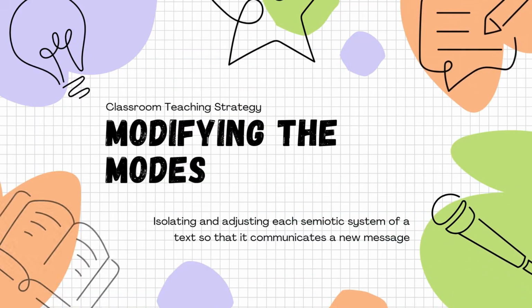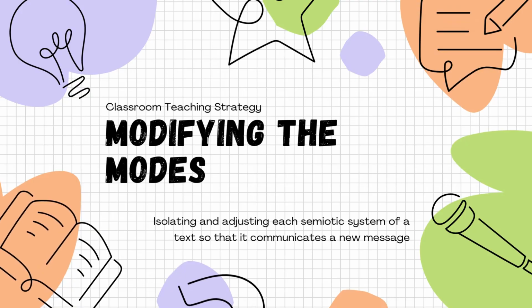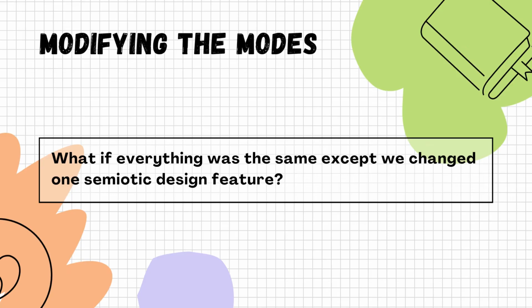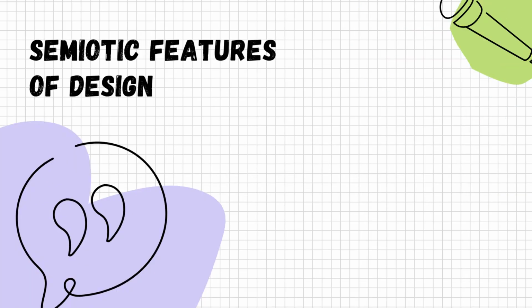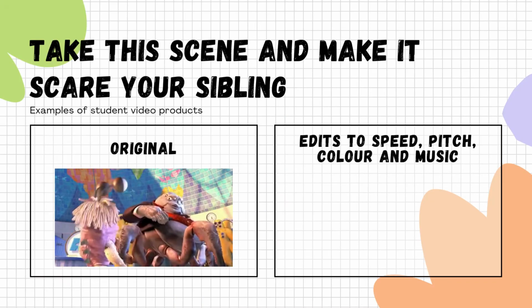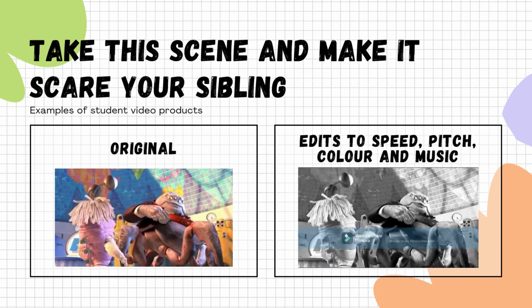We recommend a classroom activity in which students isolate and adjust each semiotic system of a text so that it communicates a new message. In this strategy, students will choose a text, such as a scene from a film or television program, and adjust some or all of the semiotic features of design, we're talking visual, linguistic, auditory, spatial, or gestural, in order to change the message and experience for the audience. For example, they could choose 15 seconds from a children's animation and tweak it to frighten their younger siblings.